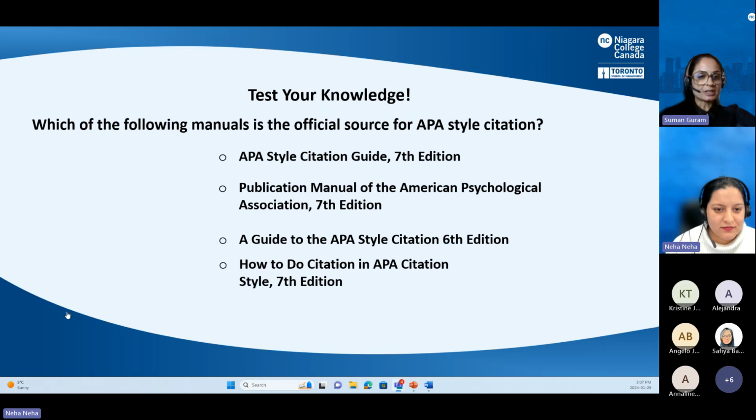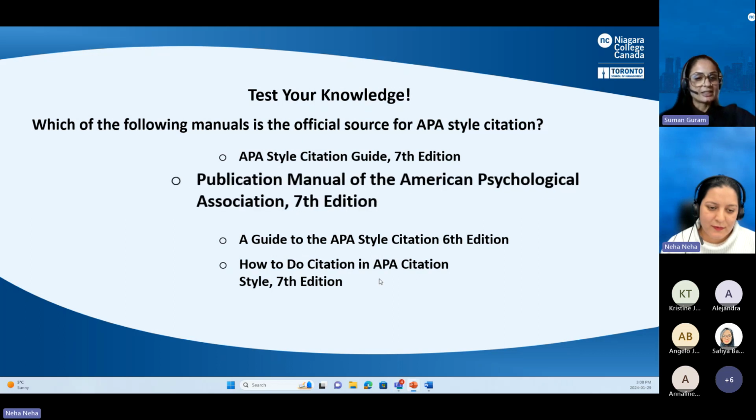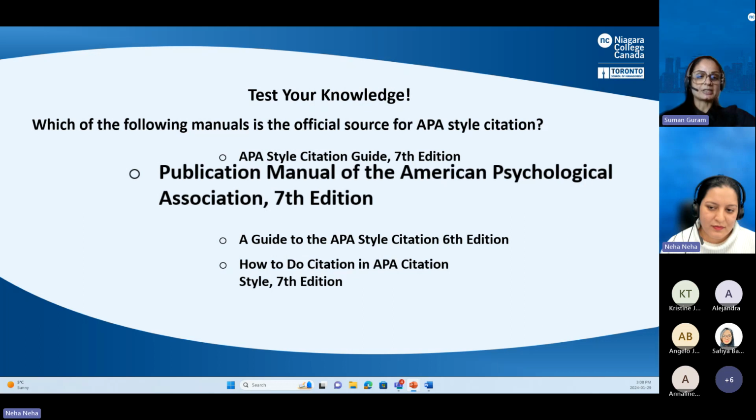And I think this brings us to our last question. Which of the following manuals is the official source for the APA style citation? Is it the APA style citation guide, 7th edition? Is it the Publication Manual of the American Psychological Association, 7th edition? Is it a guide to the APA style citation, 6th edition? Or how to do citation in APA citation style, 7th edition? I know they're all a mouthful, but all right, let's take a stab at it. Yes, it's the Publication Manual of the American Psychological Association, 7th edition.